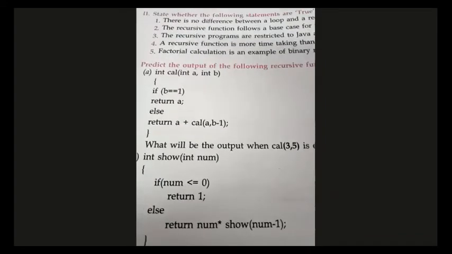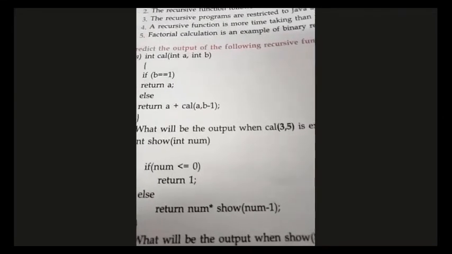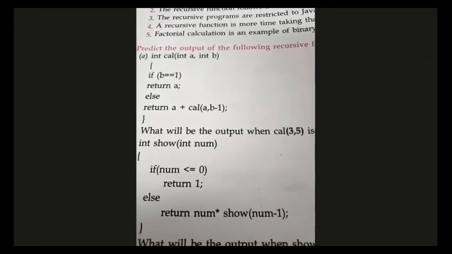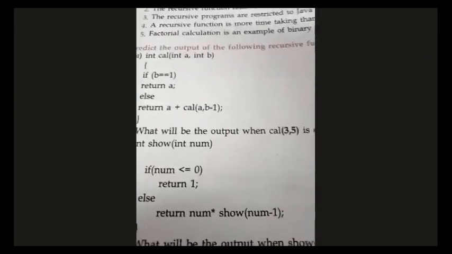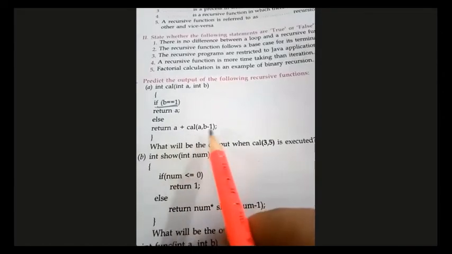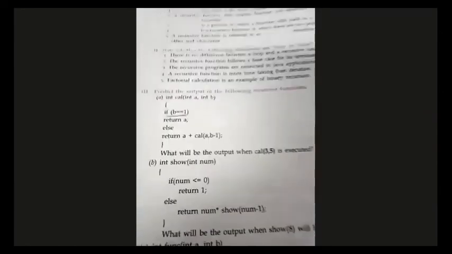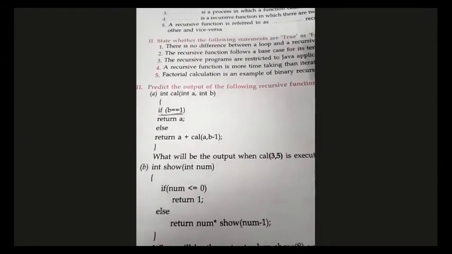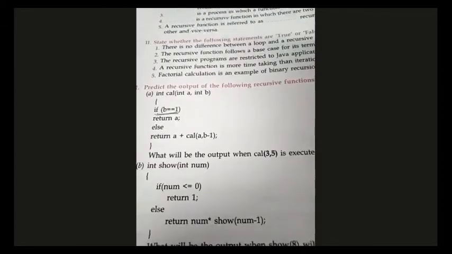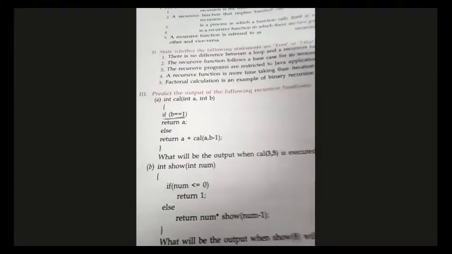Okay, so we'll be doing these output questions today. First question is int cal, int a, int b. If b equals 1, return a. This is the base case. Else return a plus cal a, b minus 1. So what will be the output when cal 3, 5 is executed?